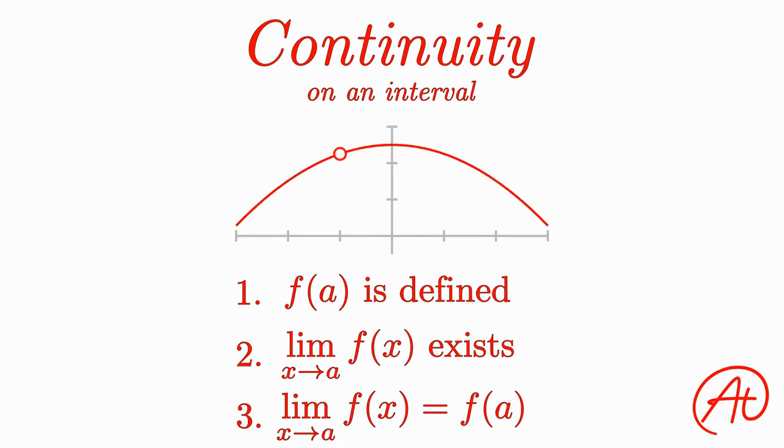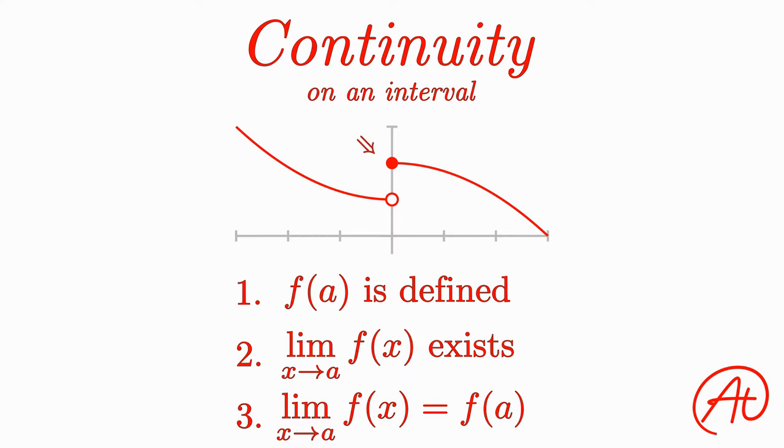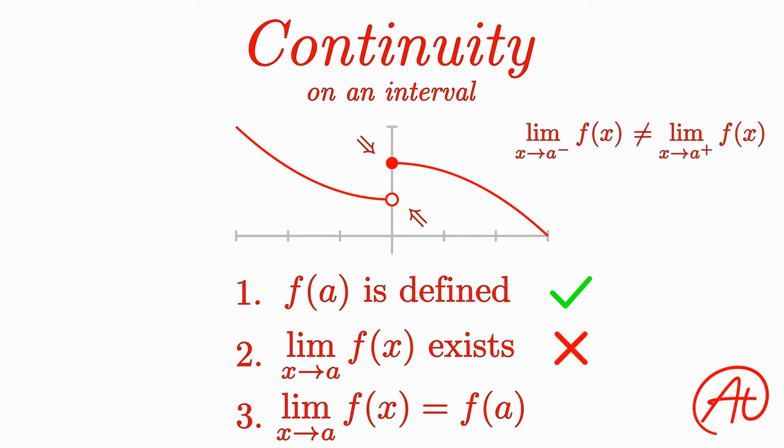In this example, the function is not continuous because there is a hole right here with no other value for that x. So f of a is not defined for that point. In this example, there is another hole at x equals 0, but this time the function does have a value for this x. It's right here, so f of a is defined. However, for this example, the limit as x approaches 0 from the left is this point, but the limit as x approaches 0 from the right is this point. So the two limits are not equal, making the overall limit as x approaches 0 not exist.